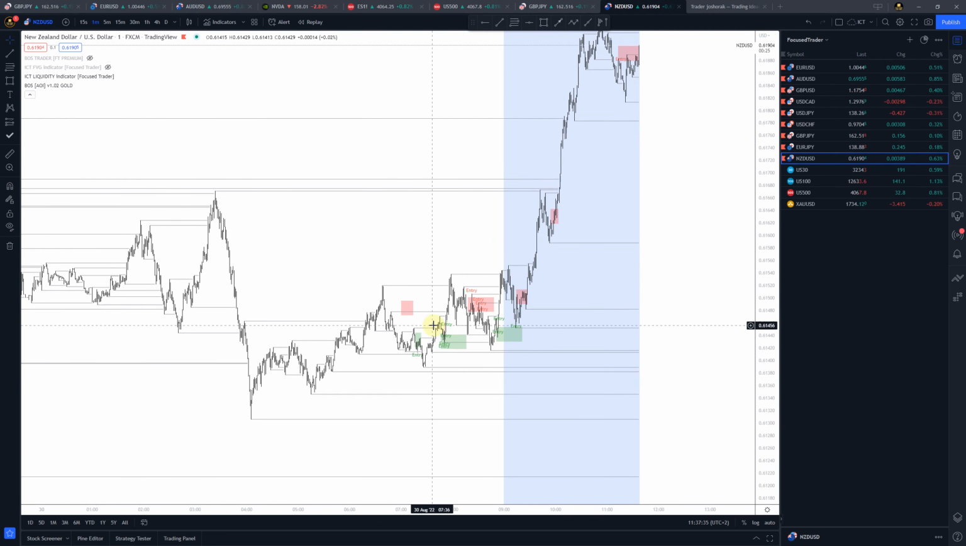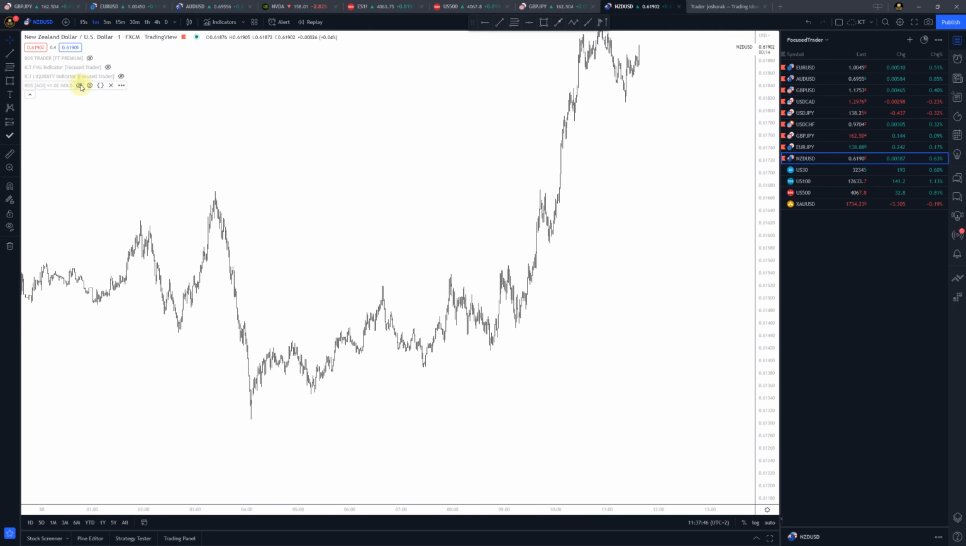Okay, so these were the entries that I wanted to show you according to ICT rules, ICT strategies. And let me just show you another thing, our trades from yesterday. There is an indicator, and let me just say some things about the indicators.